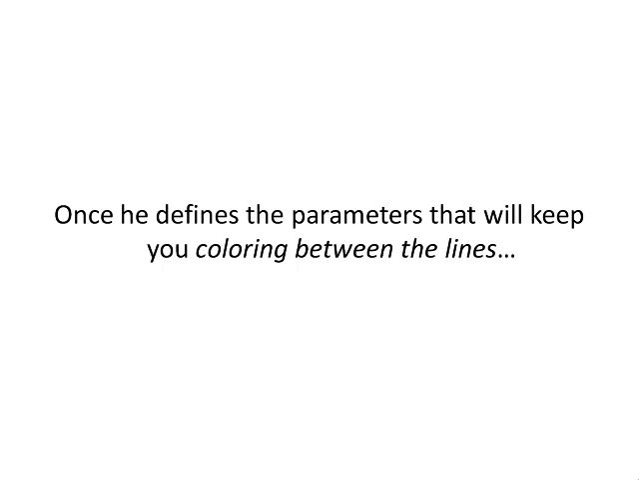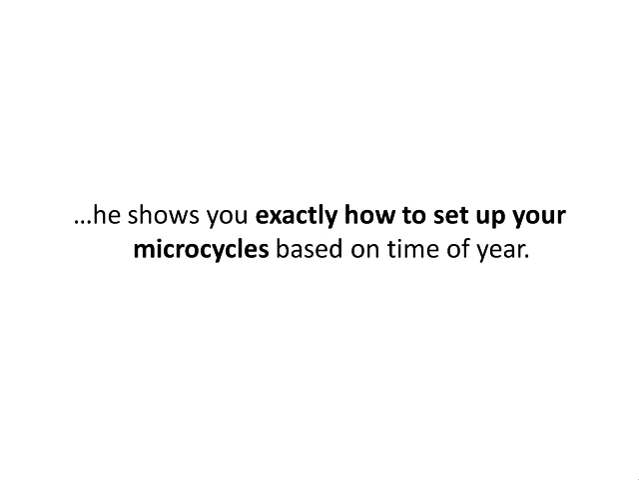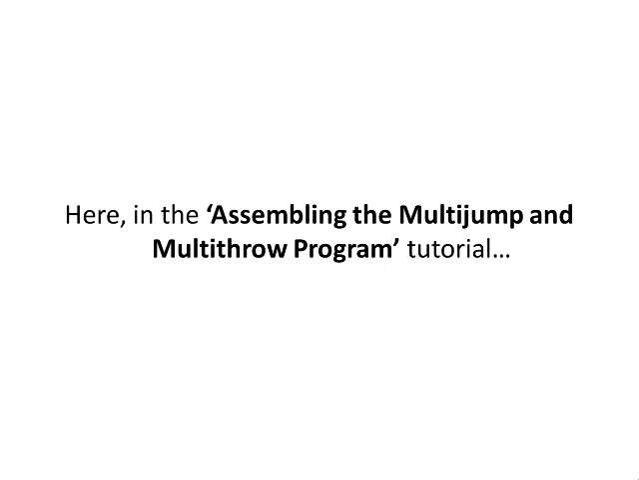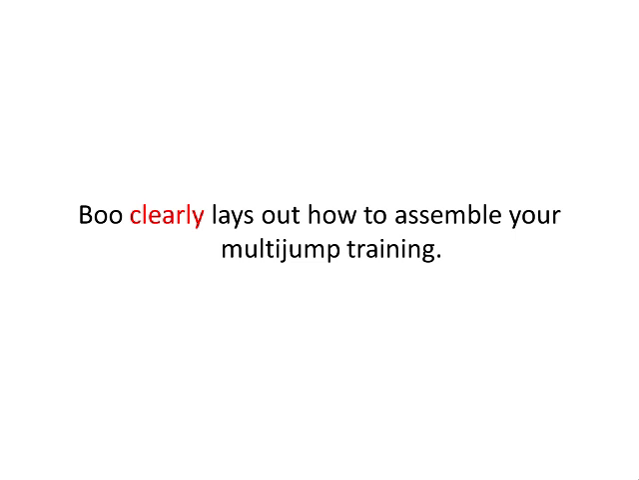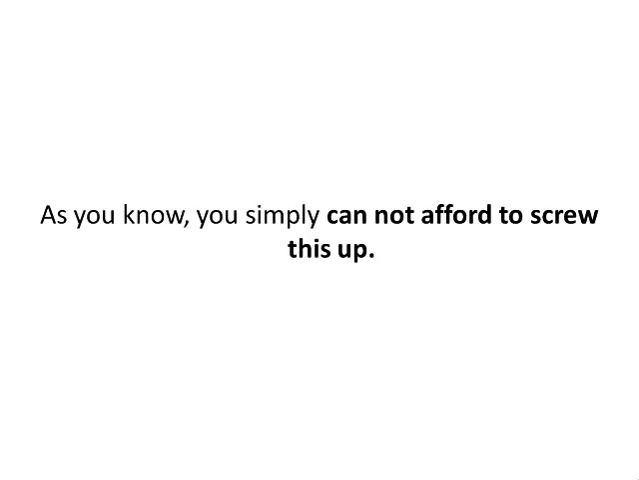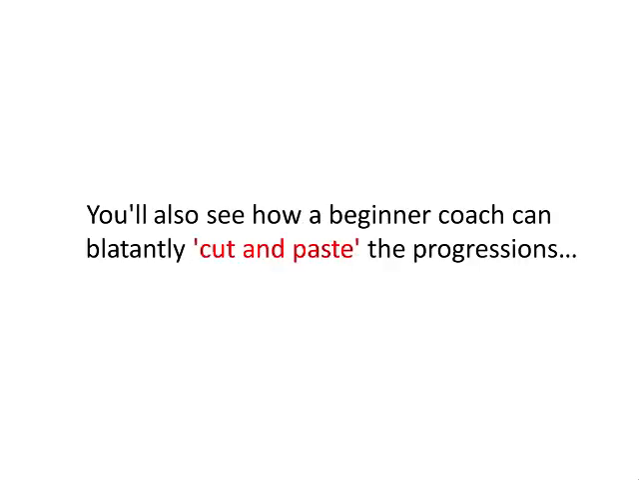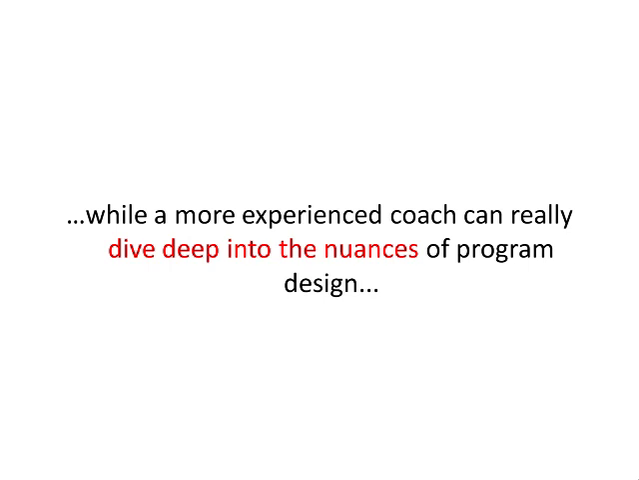Once he defines the parameters that will keep you coloring between the lines, he shows you exactly how to set up your microcycles based on time of year. Here, in the Assembling the Multi-Jump and Multi-Throw program tutorial, Boo clearly lays out how to assemble your multi-jump training. As you know, you simply cannot afford to screw this up. You'll also see how a beginner coach can blatantly cut and paste the progressions, while a more experienced coach can really dive deep into the nuances of program design.